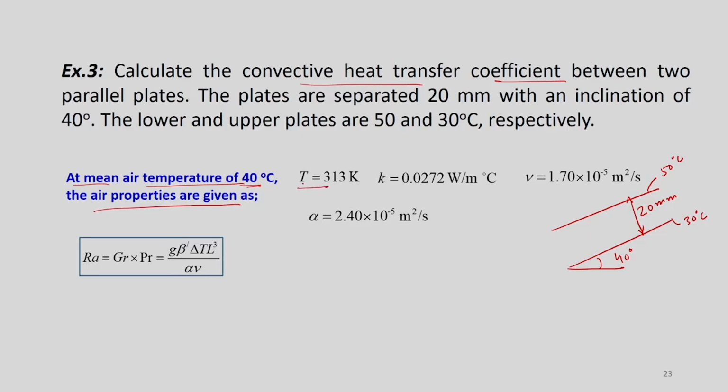This 40 plus 273 will be 313 Kelvin. At this temperature, the values of thermal conductivity, kinematic viscosity and thermal diffusivity are given. Once you know this, we can use this equation. We already know how we got this expression. The Grashof number is beta g delta T L cube by nu square.